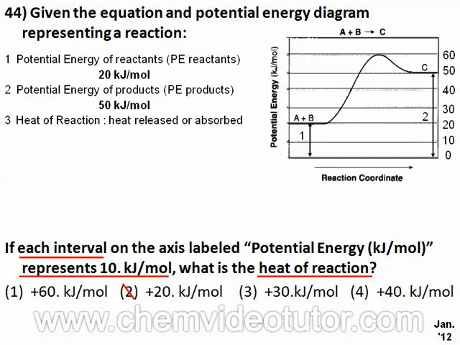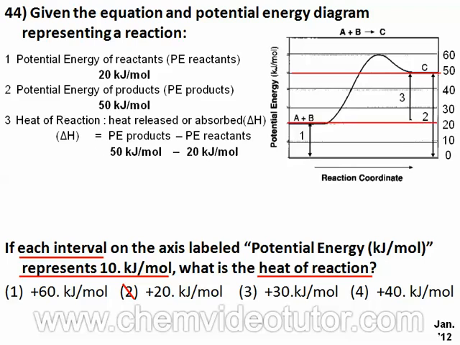absorbed. We can symbolize the heat of reaction with a triangle H, called delta H. Delta H is equal to the PE products, which are at 50 kJ per mole, minus the PE reactants, which are at 20 kJ per mole, for a difference of 30 kJ per mole, making choice 3 the answer.